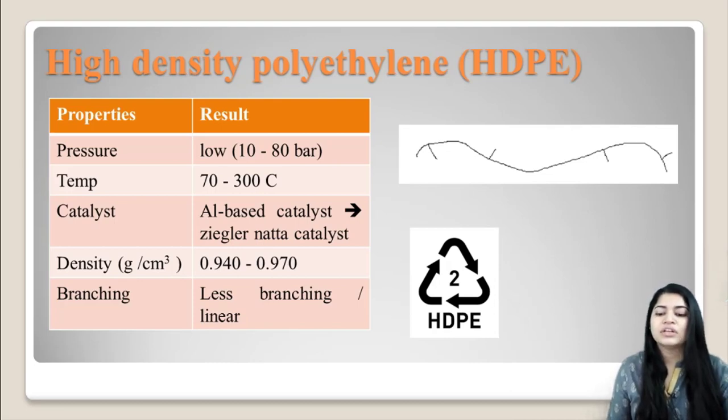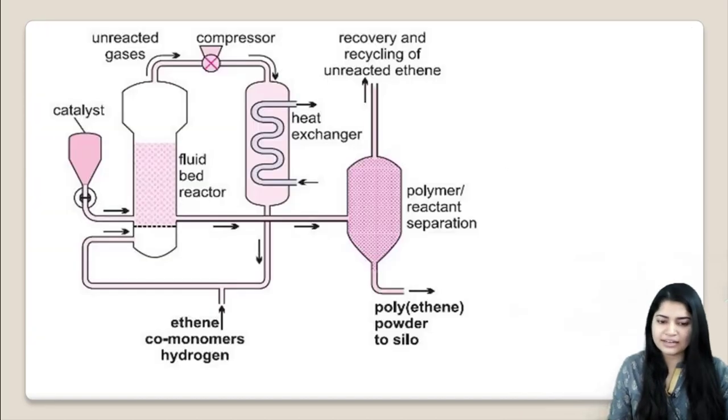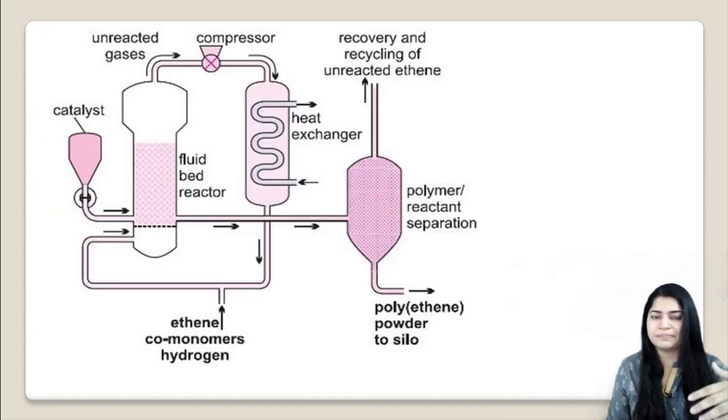Now the notation of your HDPE is what? You can see the number 2 polythene brand, that is your HDPE. So the very important note which you have to remember here is HDPE is produced via a low pressure process, and the catalyst used here is Ziegler-Natta catalyst. So the process is simple. In your fluid bed reactor, again note one more difference from LDPE, the reactor which you are using here is your fluidized bed reactor.